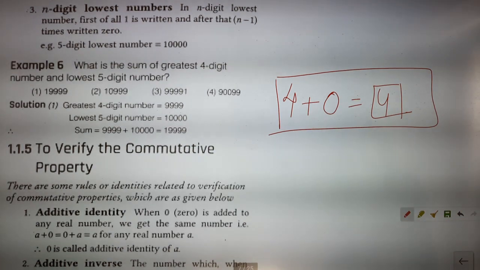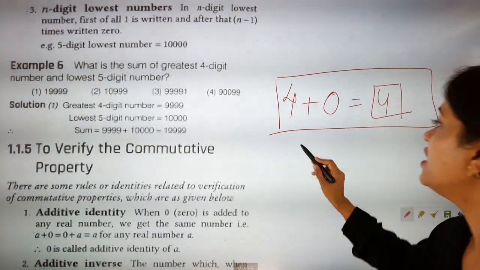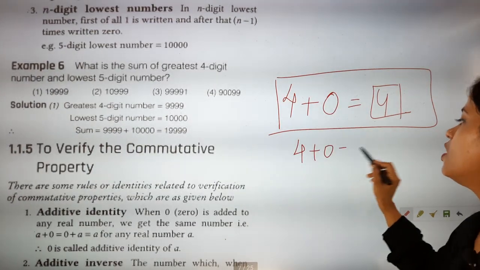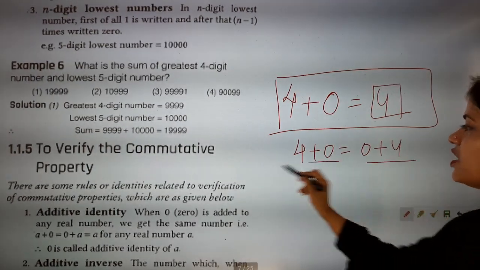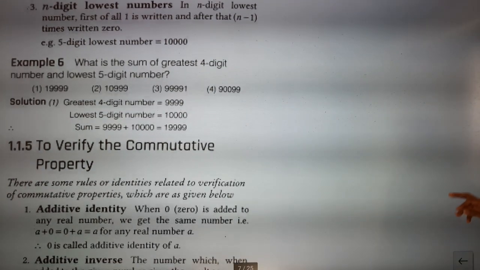This property is called additive identity, and additive identity is commutative in nature. Like if you add 4 plus 0 or 0 plus 4, they both give you 4 only. So commutative property holds for addition.